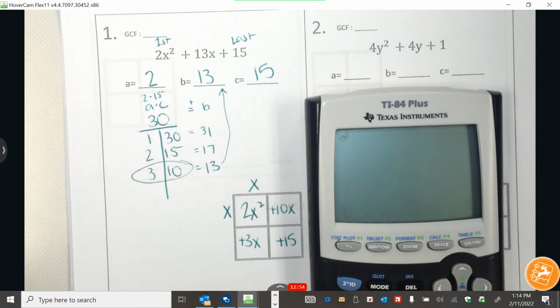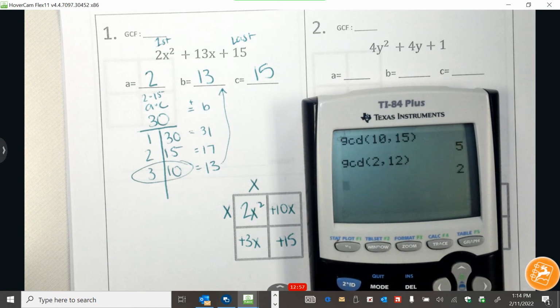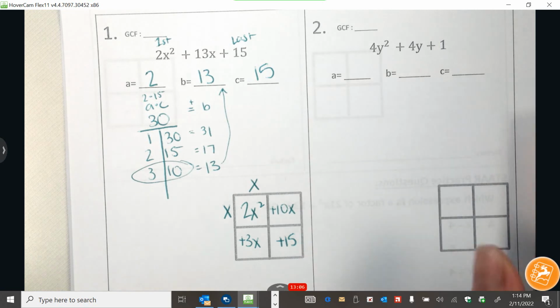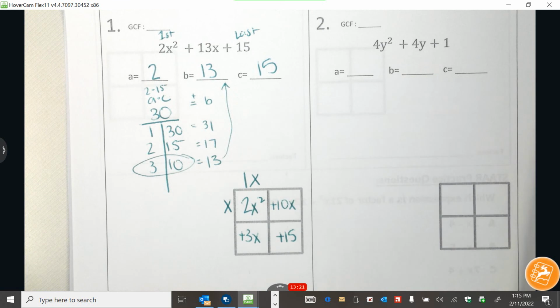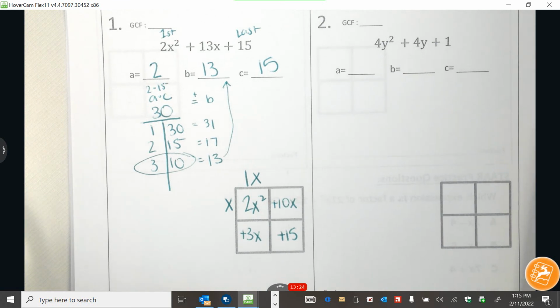Now, we need to figure out our number GCF. So you can do your math right 9, 2, 3. What's my GCF? 1. Okay, what's my GCF here between 2 and 10? Use your math right 9. Y'all tell me. Two.